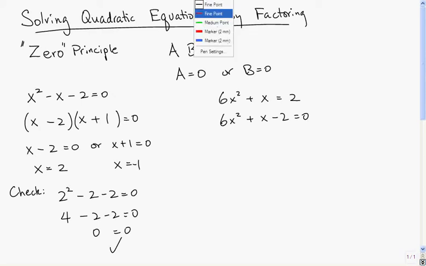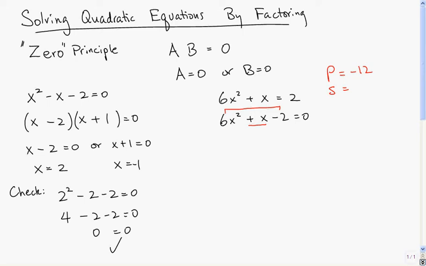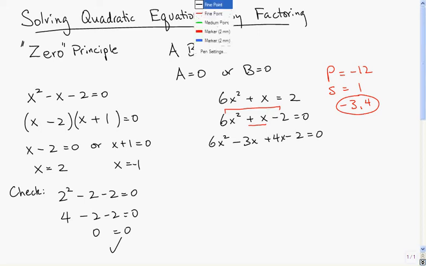To factor this trinomial on the left, we can do it a couple of ways. One way is to factor by decomposition, and the first step is to look for two numbers that have a product of 6 times negative 2, the first coefficient times the last coefficient, and a sum equal to the coefficient on the x term, which is positive 1. So those two numbers are negative 3 and positive 4. And you use those two numbers to break apart this middle term and rewrite it as two separate terms, negative 3x plus 4x, minus 2 equal to 0.